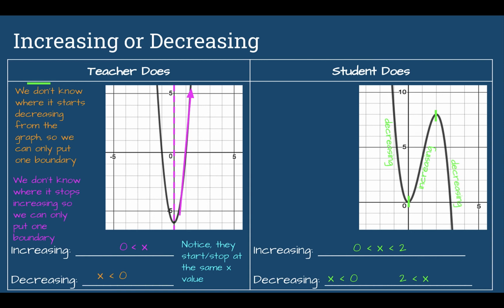Then it's decreasing again, and we don't know where it stops decreasing. So it's decreasing for the rest of the time after 2. X is greater than 2.